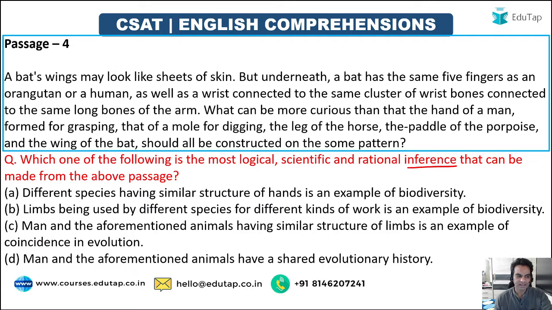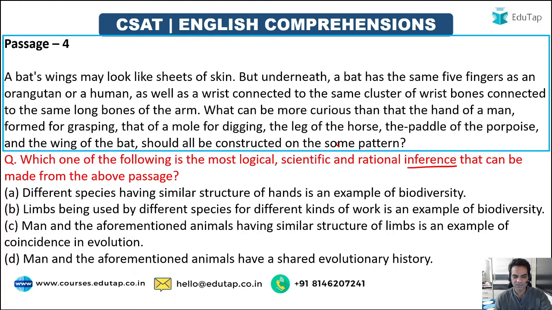So he is saying that the orangutan, the human being, and the bat have limbs that look the same. What can be more curious than that? The hand of a man formed for grasping, that of a mole for digging, the leg of a horse, the paddle of a porpoise, and the wing of the bat should all be constructed on the same pattern. So this is interesting. All these species have the same pattern of hands. That is something very curious to know about. So let's read the options now.